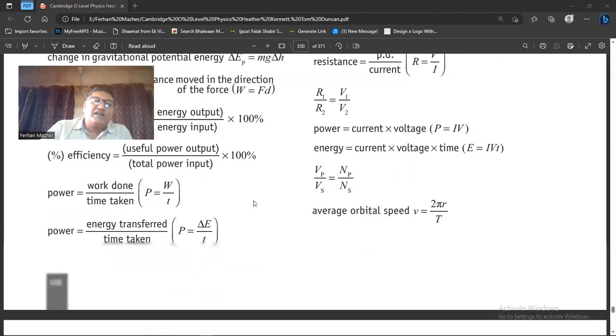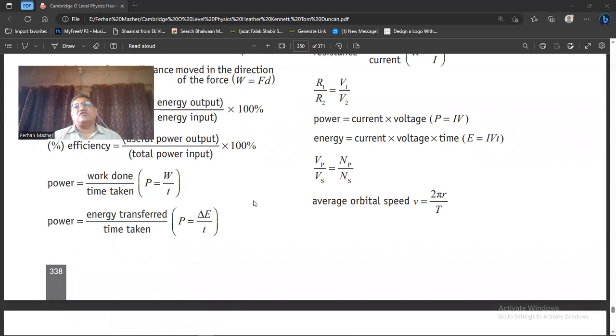Then we have Vp divided by Vs equals Np divided by Ns. This is the ratio of the primary voltage to the secondary voltage, which equals the ratio of the turns of the coil in the primary to the turns in the secondary. That is a very basic principle for the transformer. So orbital speed means the speed of the planets and satellites moving around the sun or a planet. Their orbital speed V equals 2 pi r divided by T.